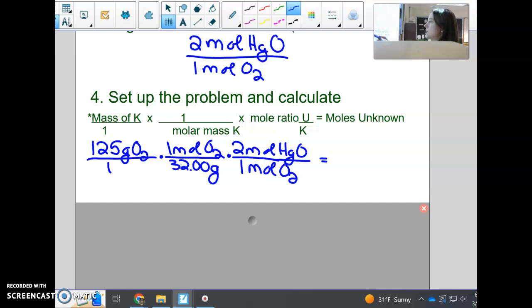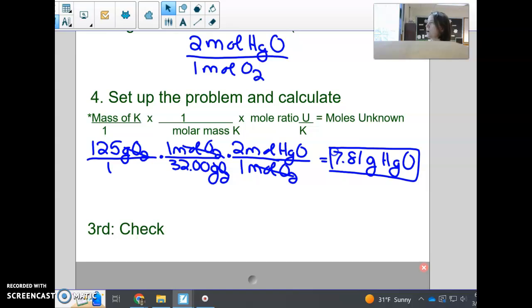Okay, so let's see. I cancel out grams O2. I cancel out moles O2, and I'm left with moles of mercury oxide. Then I'm going to calculate that, 125 times 2 divided by 32, and you want to grab out your calculator. Okay, and then we get 7.81 grams mercury. And if we look, we have 125, that's 3 sig figs, so I get 3 sig figs. Great.